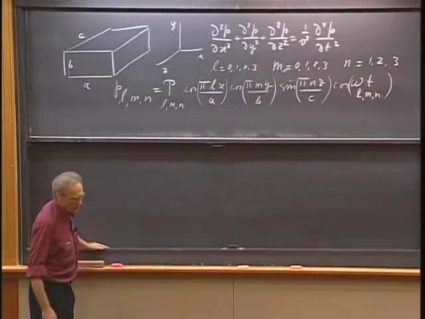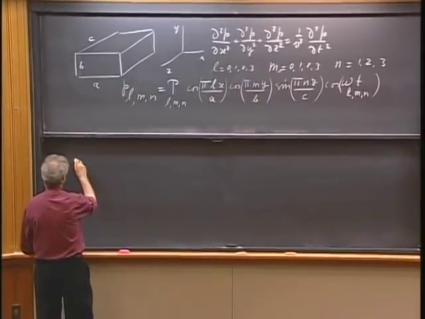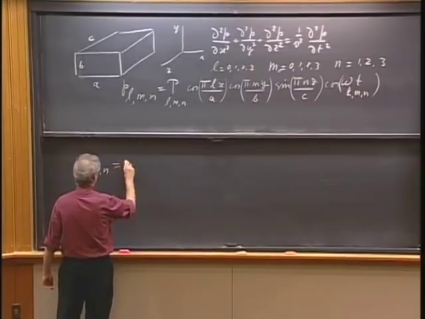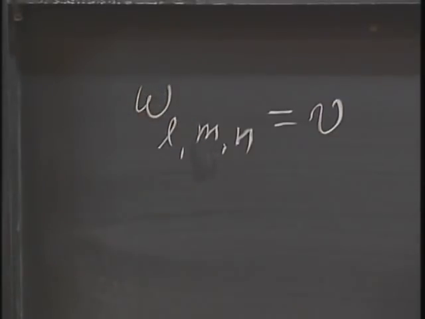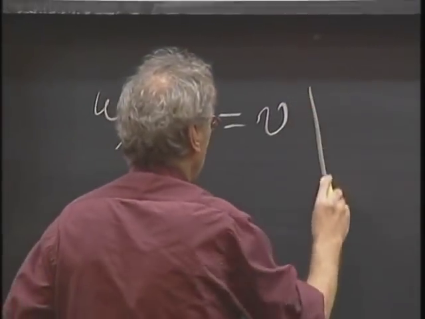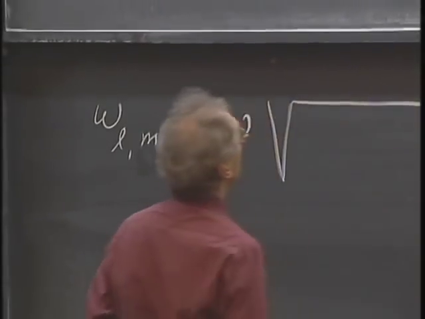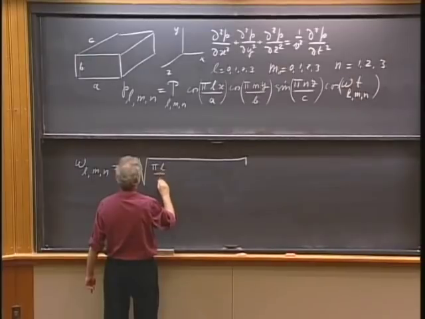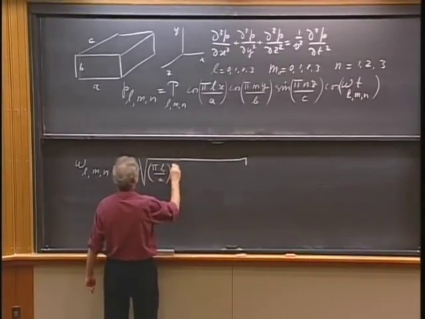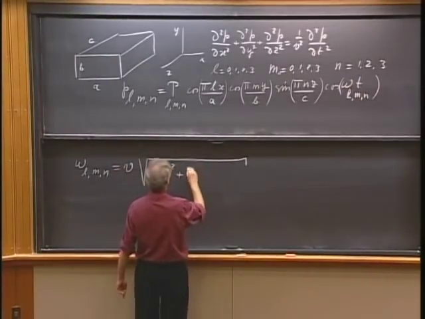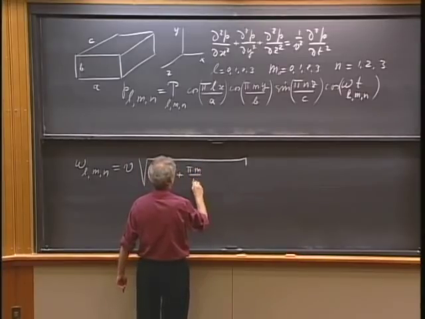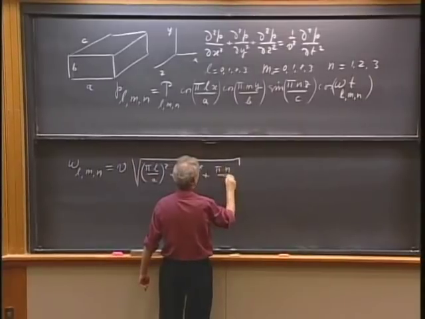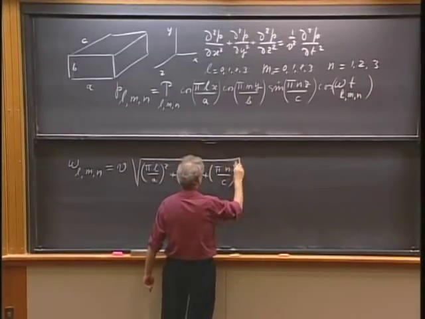That connection is that omega L M N becomes v, which is the speed of sound, times the square root of (pi L divided by a) squared plus (pi M divided by b) squared plus (pi N divided by c) squared.